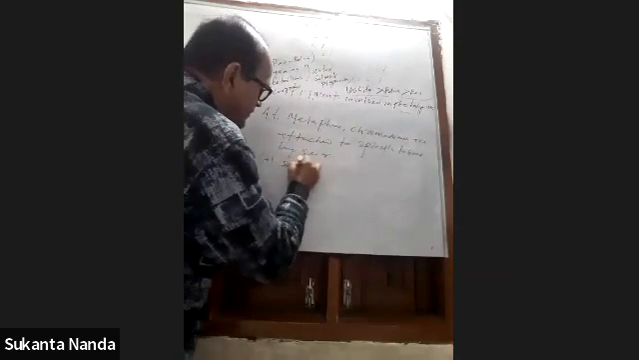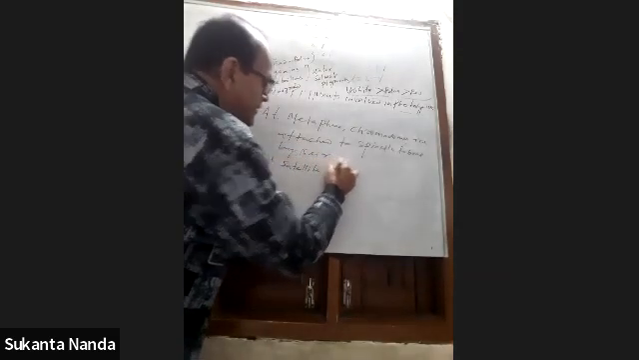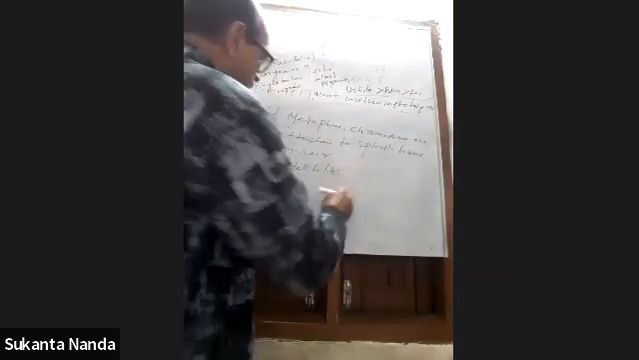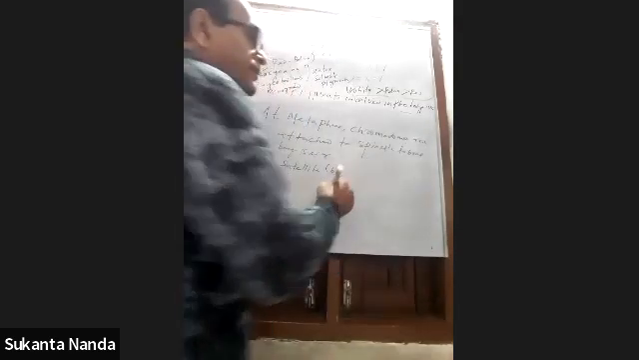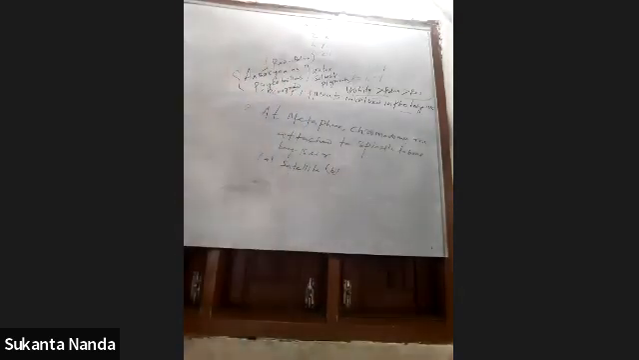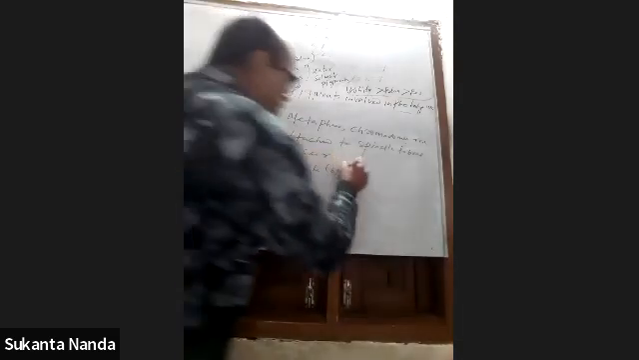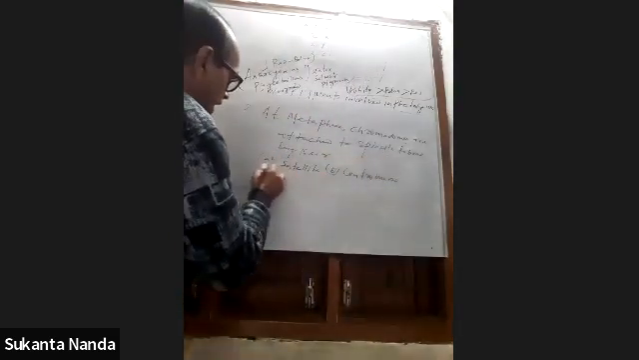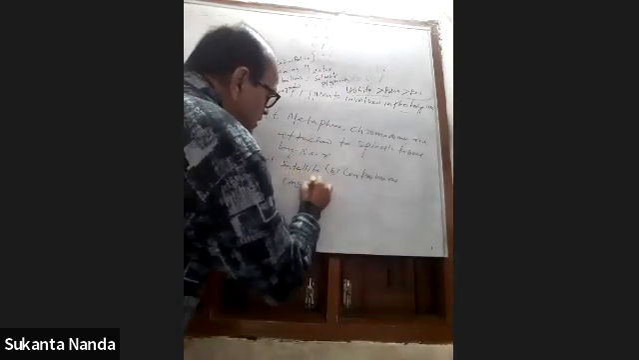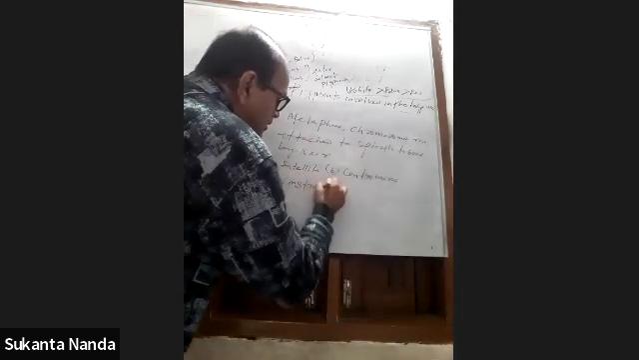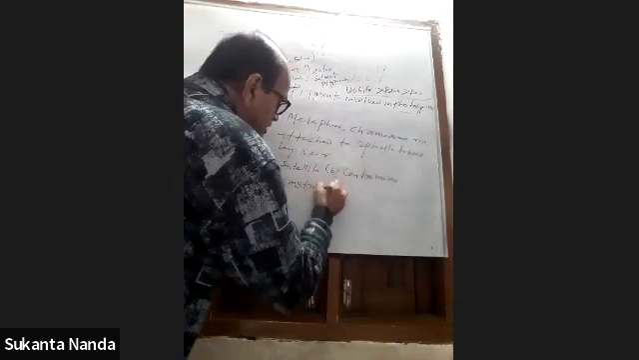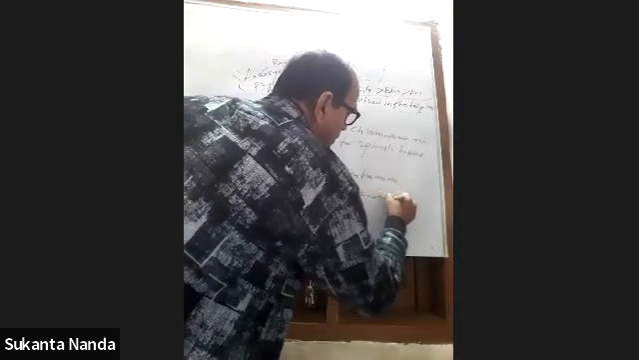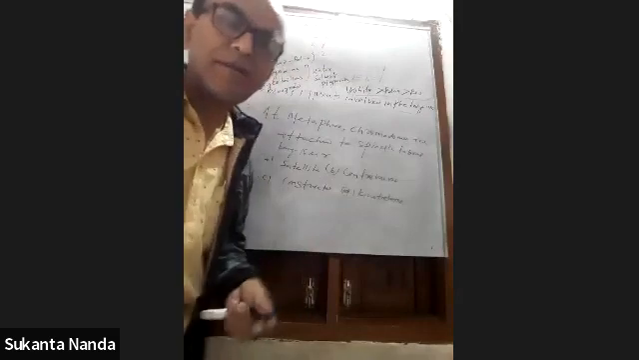A, satellite. Then B, centromere. And C, constrictor, and then D, kinetochore. Which one is the right answer, students?